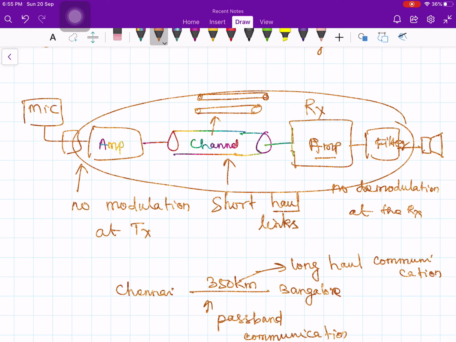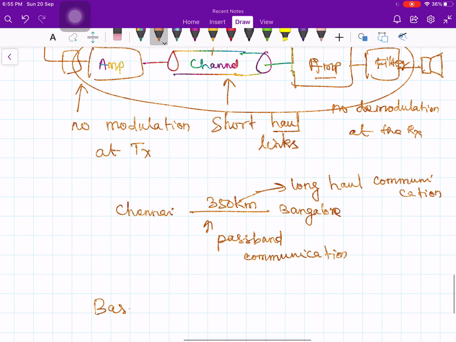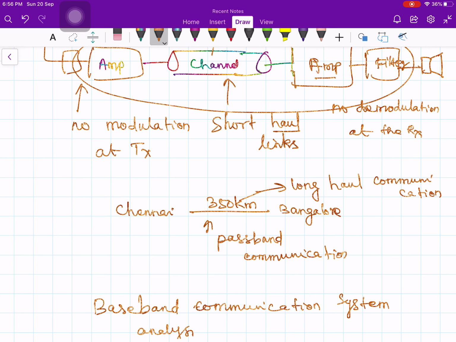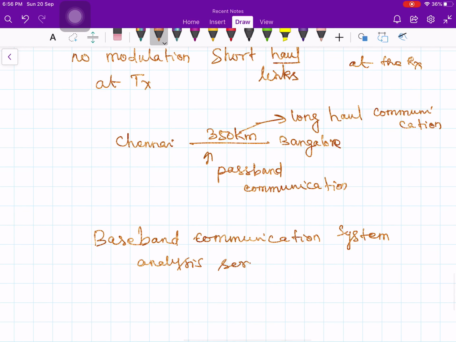The reason why we want to do the baseband system is because, other than the simplicity associated with the analysis, it will serve as a benchmark. Baseband communication system analysis serves as a benchmark to compare all other systems.